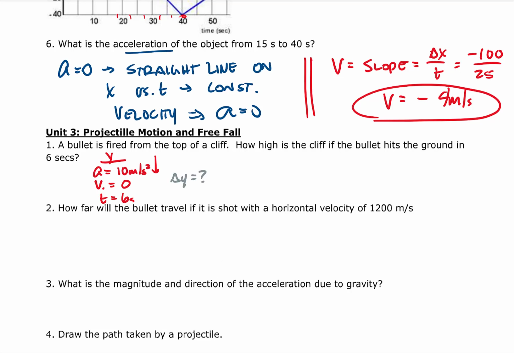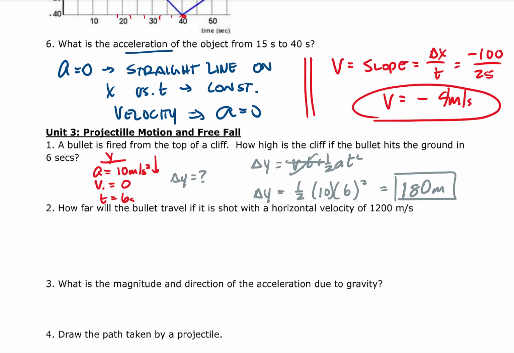So we need to pick an equation that has all 4 of those things in it. Delta y is v0t plus 1/2 at squared. That goes away because it's 0, and so delta y is equal to 1/2 times 10 times 6 squared. So our delta y comes out to be 180 meters tall.